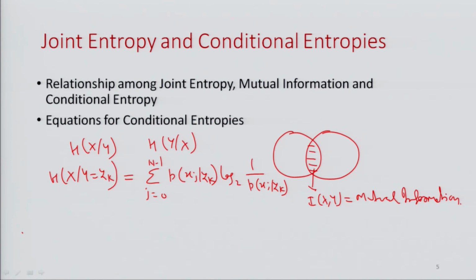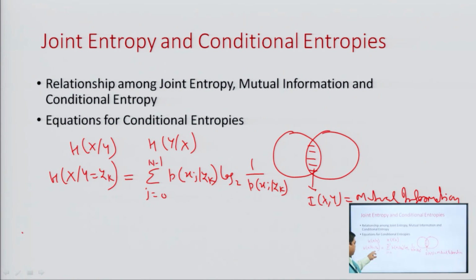Now, because this is for the fixed y_k, every term for k equal to 0 to m minus 1 has some probability, because that symbol is fixed. Then its probability is nothing but p(y_k), for that fixed y_k, k equal to 0 to m minus 1 for different symbols. Now, we can calculate H(X|Y).